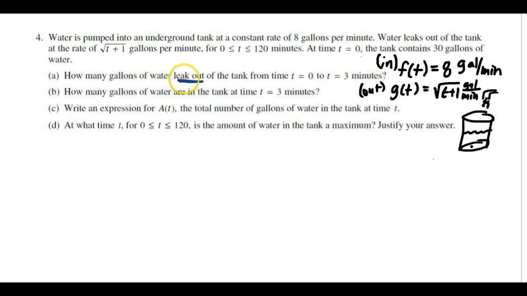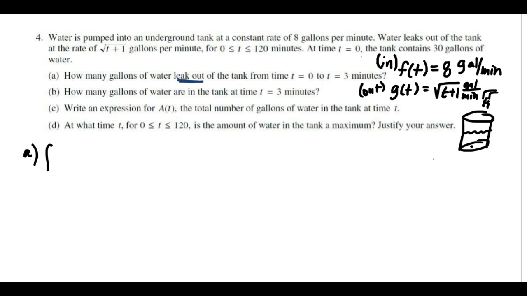So for this first part of the problem, I'm only being asked to consider the function g of t, because g of t is the water pouring out, or the water leaking out function. So I'm not concerning myself with f of t at all. Nor am I concerning myself with this quantity that at time 0 there were 30 gallons in the tank. We're not being asked anything about that fact. I just want to know how many gallons of water leak out of the tank between 0 and 3 minutes. So I have two times here. I have t equals 0 and t equals 3, and those are going to be the limits of integration, because I need to set up an integral for part A.